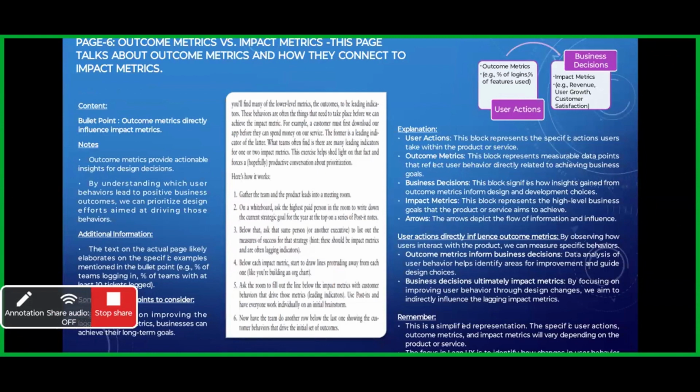So outcome metrics are those things that the user is actually doing and something is happening. Basically, a user has come on our page and has registered. So the outcome that has happened is an increased number of registrations, an increased number of logins, and maybe increased site visits. Suppose, for example, in the first 2 weeks, 1,000+ users have visited the website. Next would be the business decisions that are taking place.